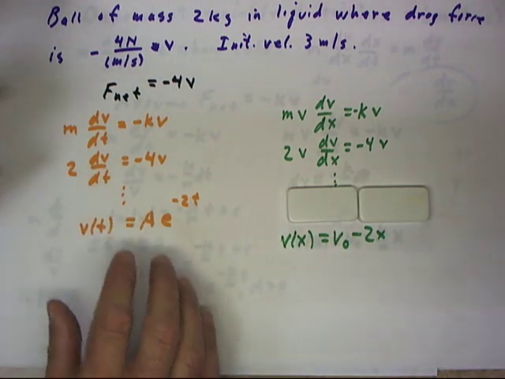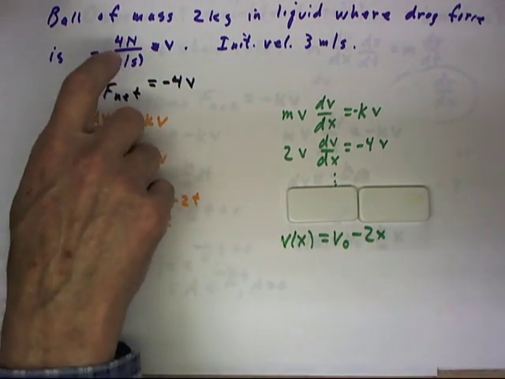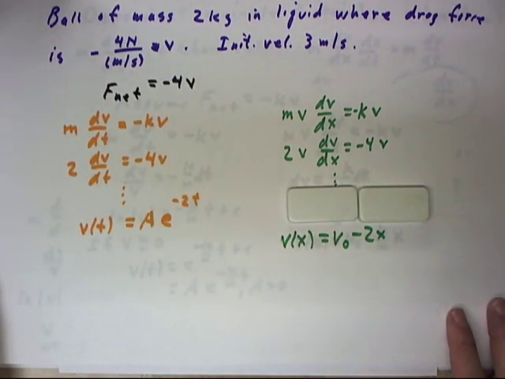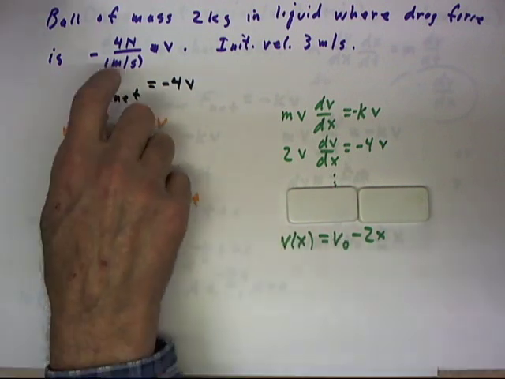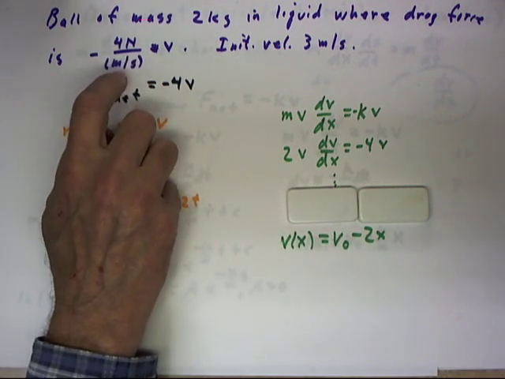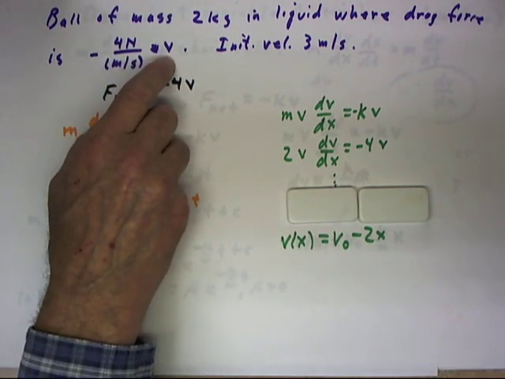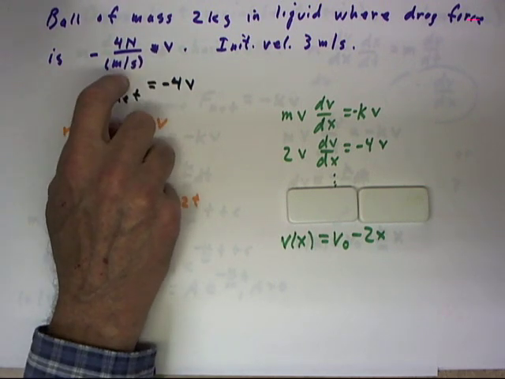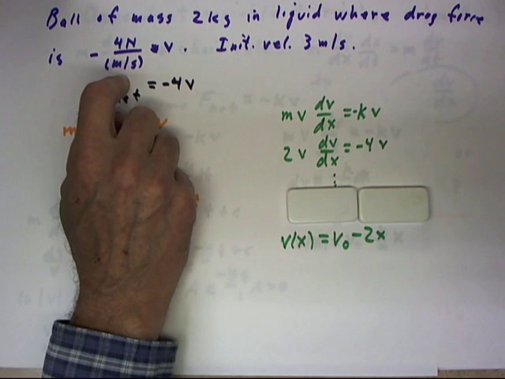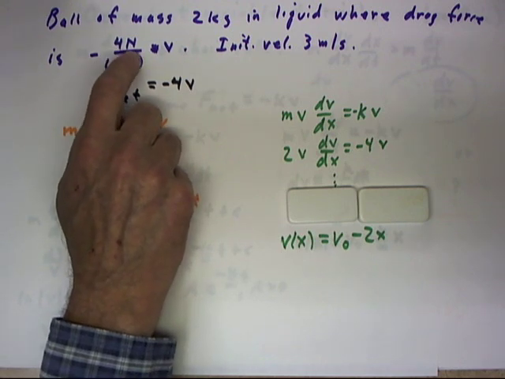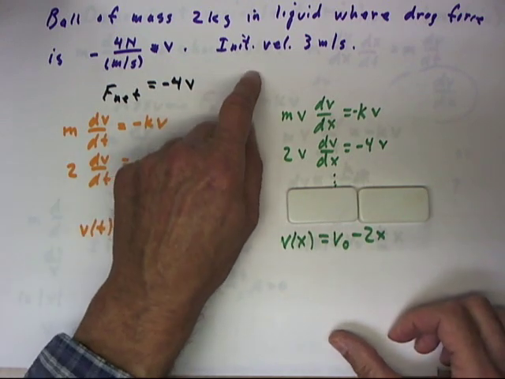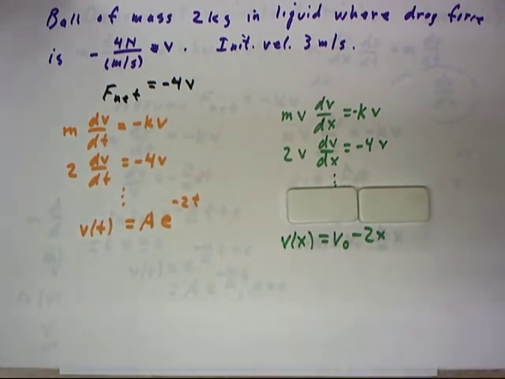Let's just consider a specific example. Let's say we've got a ball of mass 2 kilograms and it's moving in a liquid where the drag force is -4 newtons per meter per second multiplied by the velocity. That means for every meter per second of velocity, this thing experiences a drag force of 4 newtons in the direction opposite its motion. And let's assume initial velocity is 3 meters per second.